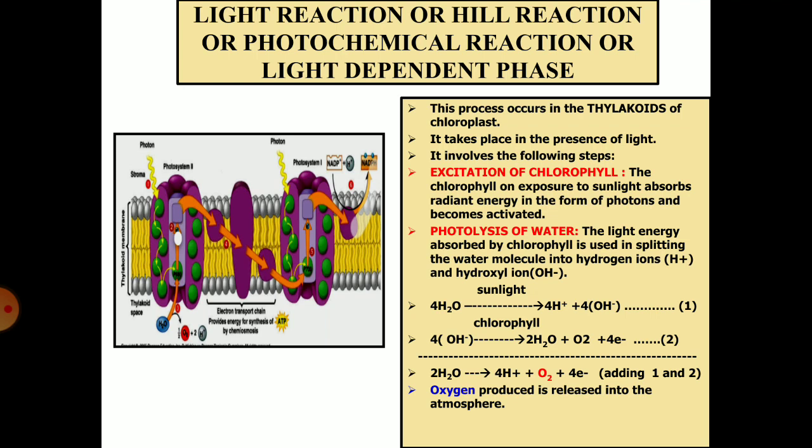It involves 4 steps. First, excitation of chlorophyll. The chlorophyll, on exposure to sunlight, absorbs radiant energy in the form of photons, that is the smallest unit of light, and becomes activated. Second, photolysis of water. The light energy absorbed by chlorophyll is used in splitting the water molecule into hydrogen ions and hydroxyl ions, as shown in the equation below.